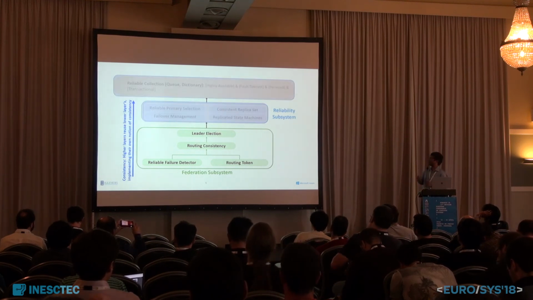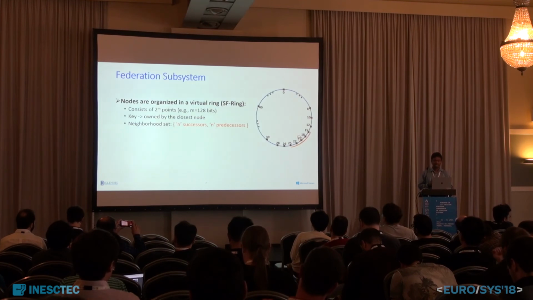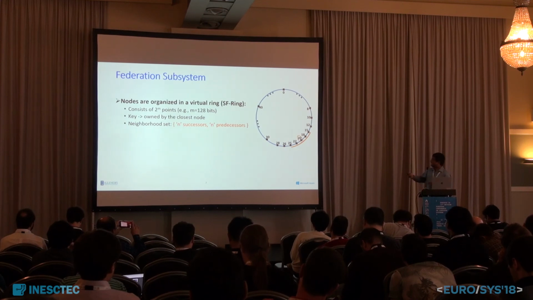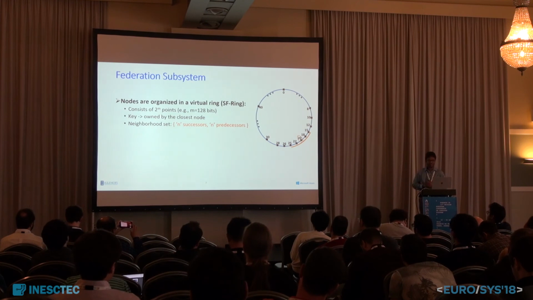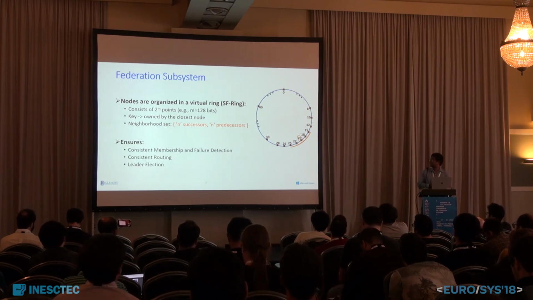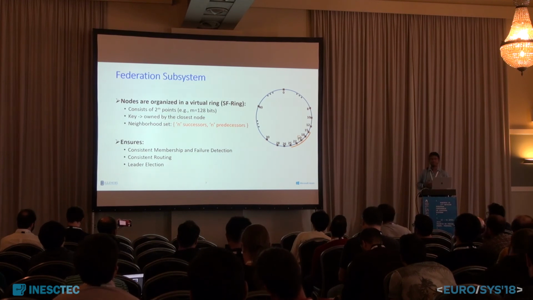Now, I will briefly cover the federation subsystem. In the federation subsystem, nodes are organized in a virtual ring consisting of 2 to the power m points. Here, keys are owned by the closest node. Each node maintains a neighborhood, n successors and n predecessors. This ring ensures consistent membership and failure detection, consistent routing, and leader election.